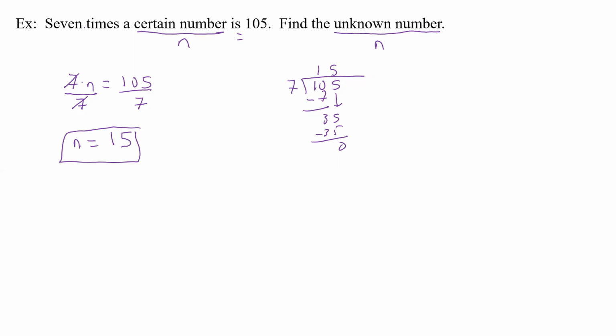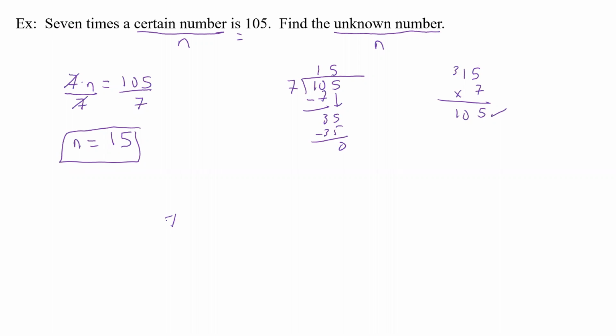So does 7 times 15 equal 105? Well, I don't know. Let's try. So 15 times 7, that's going to be 35. It's going to be 7 plus 3 is 10. That equals 105. So it does check out. So basically what I did was I did the 7 times 15 there, and that's supposed to equal 105, and so it does. And so our unknown number is 15.